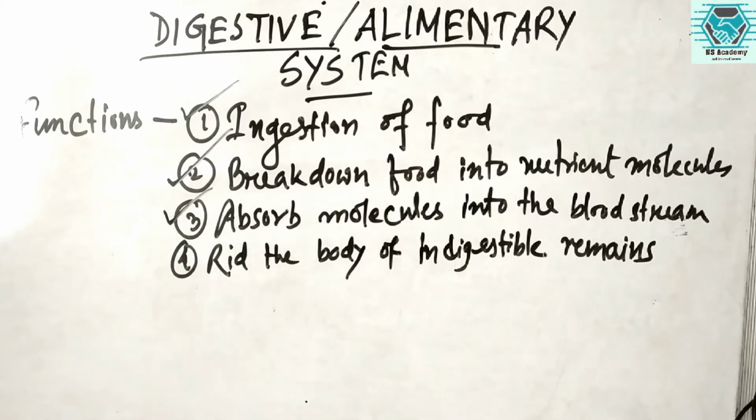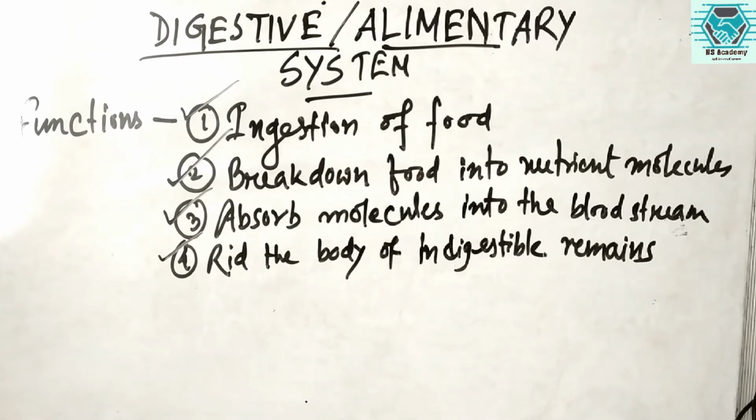Next, the absorption of these nutrients into the bloodstream. After the formation of the simplest forms, these nutrients are absorbed from the digestive tract and go to the bloodstream. Number 4, rid the body of indigestible remains. It means the remaining substances which stay indigestible are eliminated from the body. So these four functions are the basic functions of the digestive system or alimentary system.